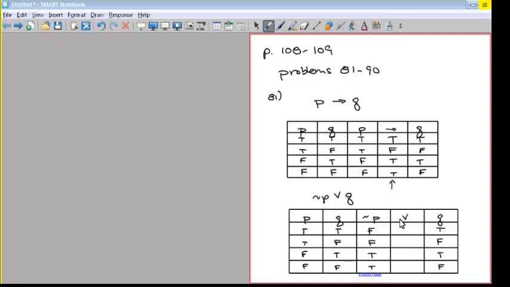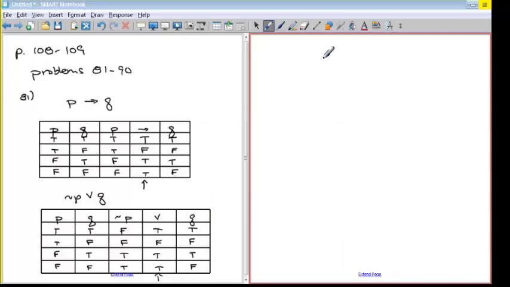Then we have the OR statement, and the OR statement says that the only time an OR statement is false is when they're both false. You can look down here and you'll see the second row is the only time they're both false. Therefore all the other ones, as long as we have one true, are true. You can compare this column with this column. You get true, false, true, true, true, false, true, true. Since these are the same, they're equivalent.